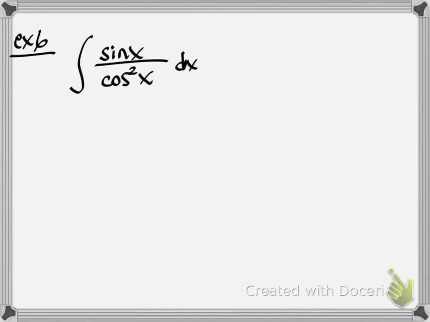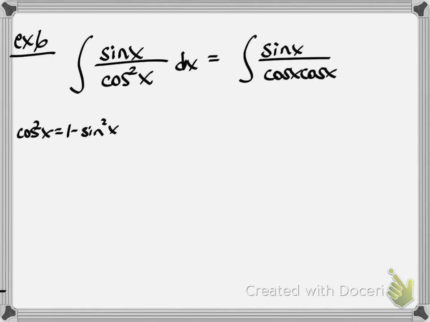Now this one is a little more out there. What if you have sine x over cosine squared x dx? Well, there is no quotient rule. There is no product rule. So we've got to try to rewrite this so that it fits one of our integral of trig function rules. And it sure doesn't fit anything right now. And we might remember that cosine squared is 1 minus sine squared. And that might work if we were to do that. But the way the book does it is they rewrite it as sine x over cosine x cosine x.